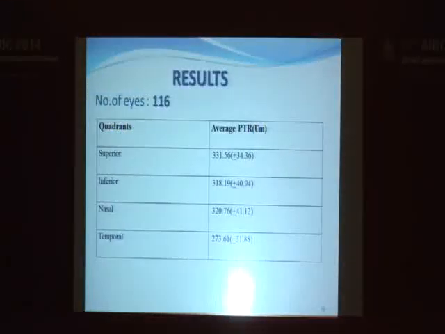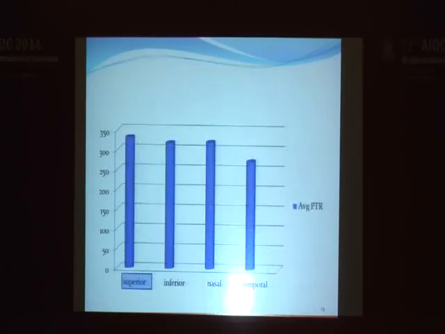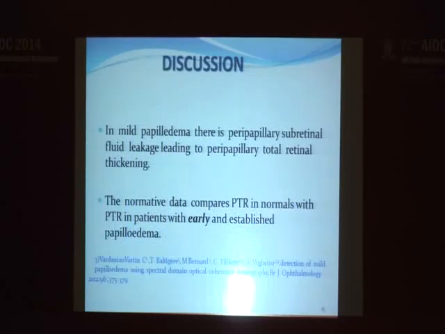Of 1169, we got an average in superior of 331, inferior 318, nasal 320, and temporal of 273. In short, the superior was the highest and the temporal was the least. In mild papillary edema, there is peripapillary subretinal fluid leakage as said earlier, leading to increased peripapillary total retinal thickness. So we will be able to differentiate people with normal disc and those with early papillary edema.